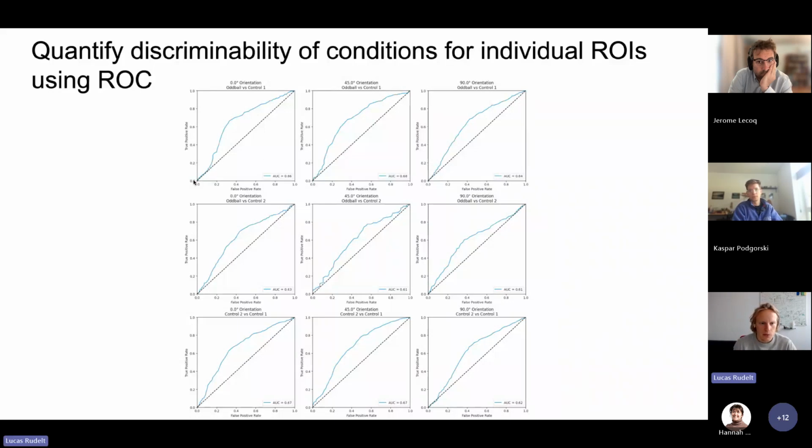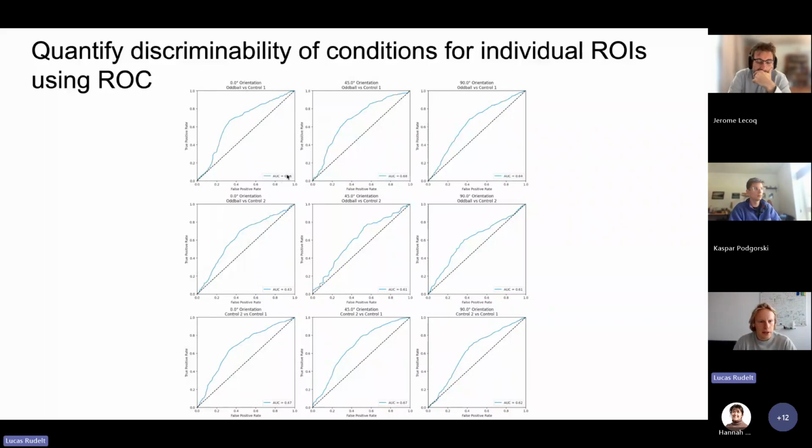For example, a perfect classifier would immediately jump up here and then stay at a true positive rate of 1 for very low false positive rates. So the area would be almost 1, whereas for a random classifier, we would expect an area of 1/2, and everything in between. The more, the better, essentially. So here I averaged over all ROIs and trials, and computed this area under the curve.